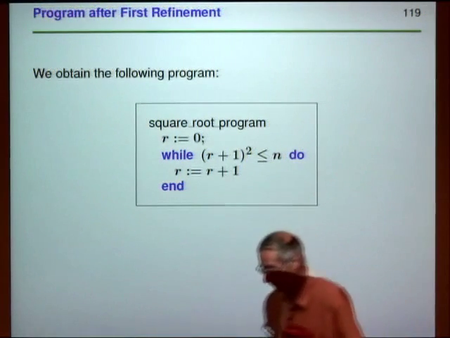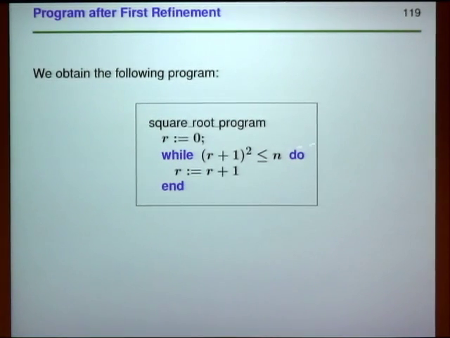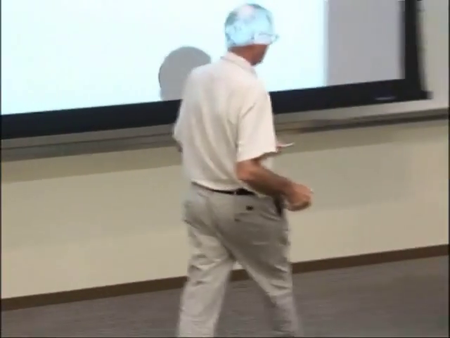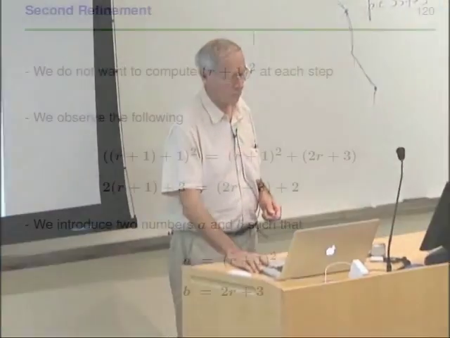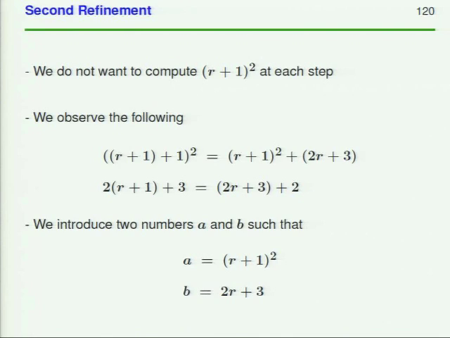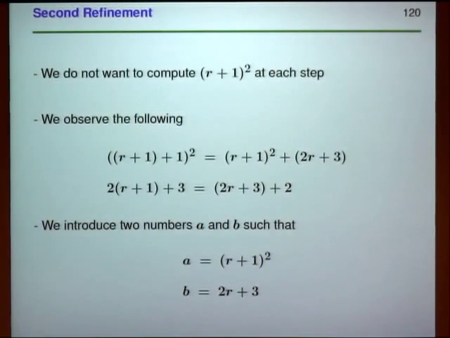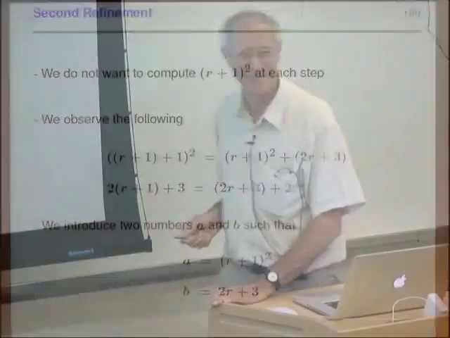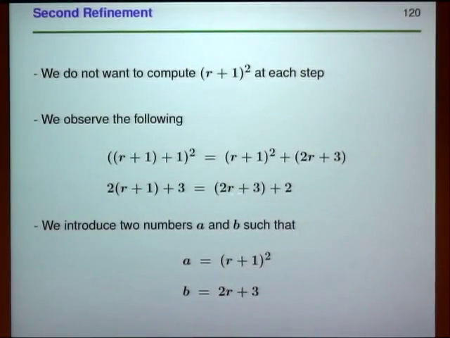Very simple. But what is annoying in this program is that each time we have to compute (r plus 1) squared, so it could take some time. So we would like to make this a bit better. We are going to do a second refinement. At each step, we do not want to compute this. So we observe the following, which is very simple. (R plus 2) squared is (R plus 1) squared plus 2R plus 3. And 2(R plus 1) plus 3 is 2R plus 3 plus 2. And so we see 2R plus 3 two times here, and we see (R plus 1) squared here. So we say A is (R plus 1) squared, and B is 2R plus 3.